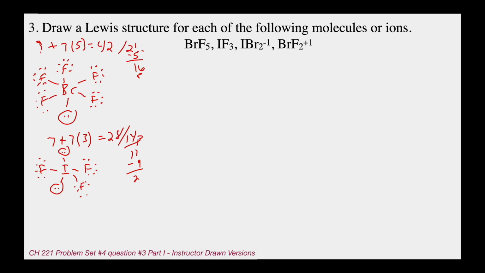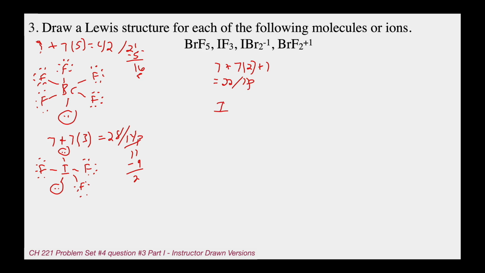IBr2 minus 1. Iodine is 7. Bromine is also 7. And there's 2 of them. And we're going to add 1 because of that negative 1. Remember, negative means to add and positive means to subtract. I know it's weird. 21 plus 1 would be 22 valence electrons or 11 pairs.